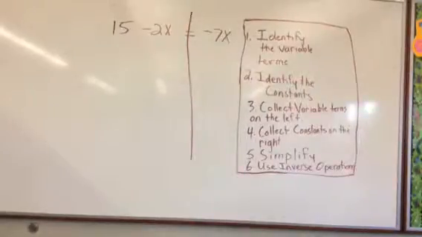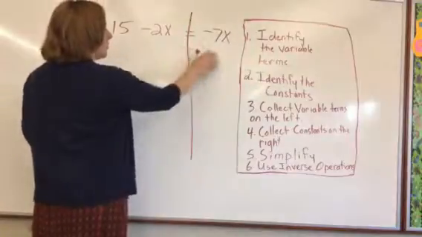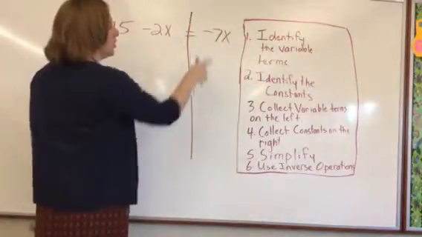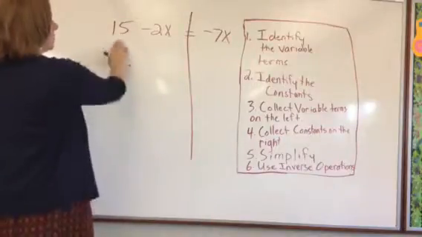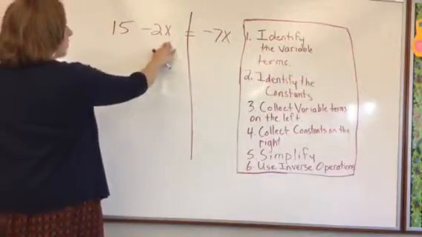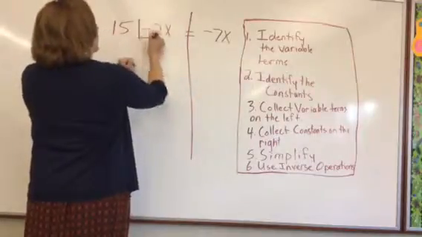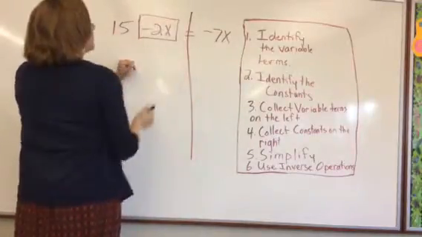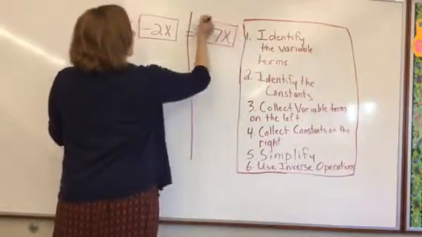The next type of equation that we're going to look at is a multi-step equation that has variable terms on both sides. So I'm going to go right into my steps here. I'm going to identify my variable terms. 15 minus 2x equals negative 7x. And I see I have negative 2x on the left as a variable term, but then I have negative 7x over here on the right.